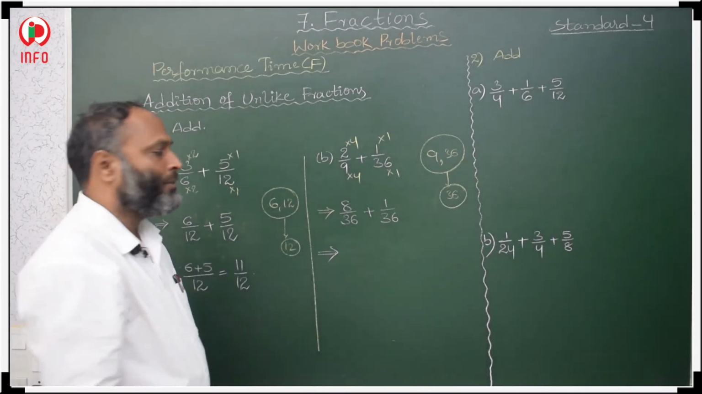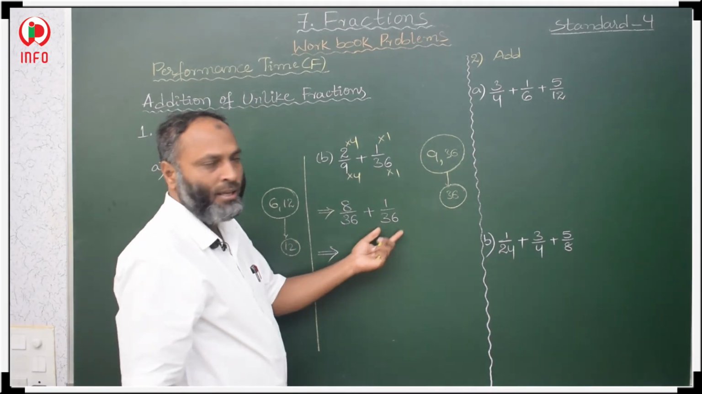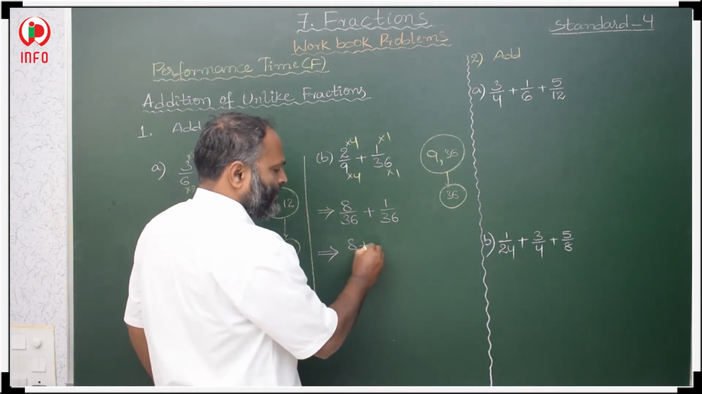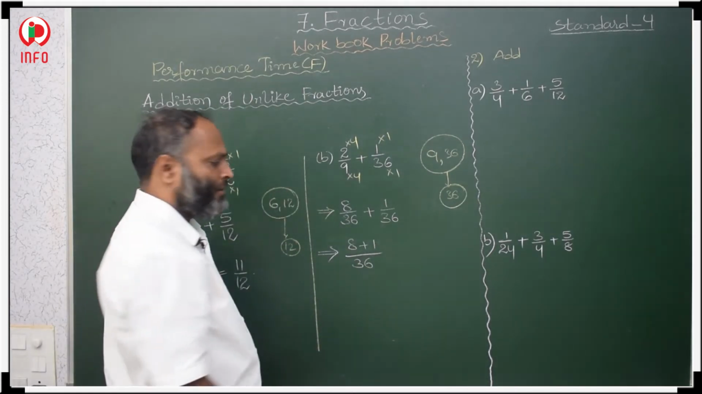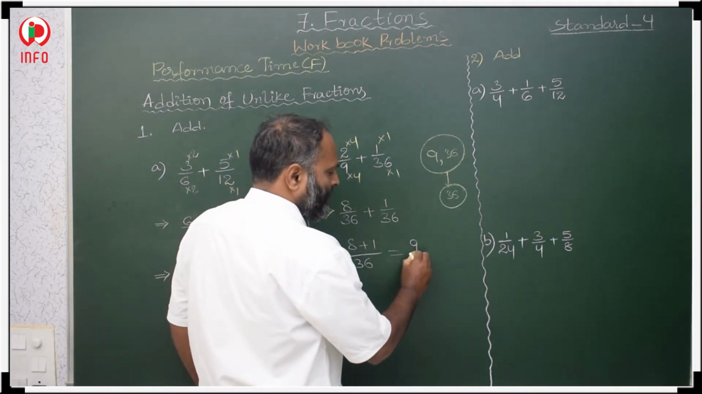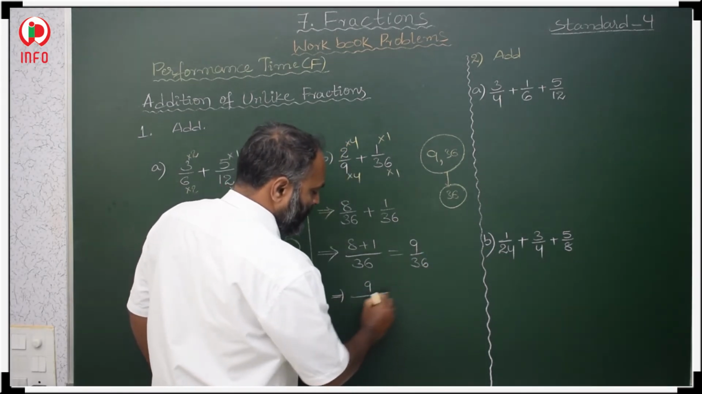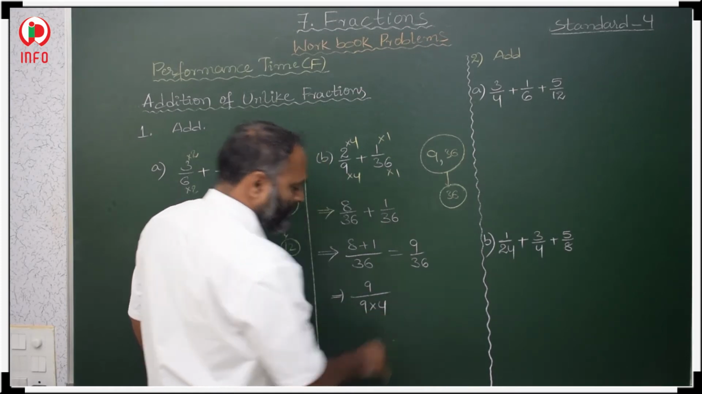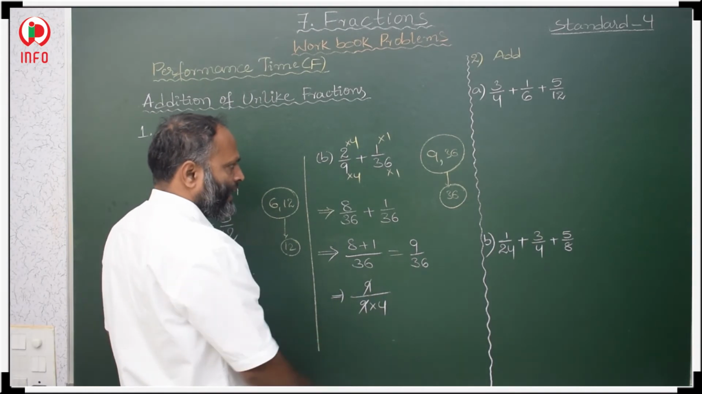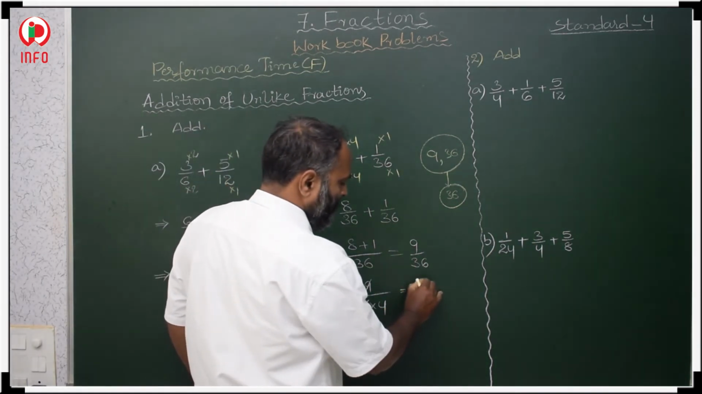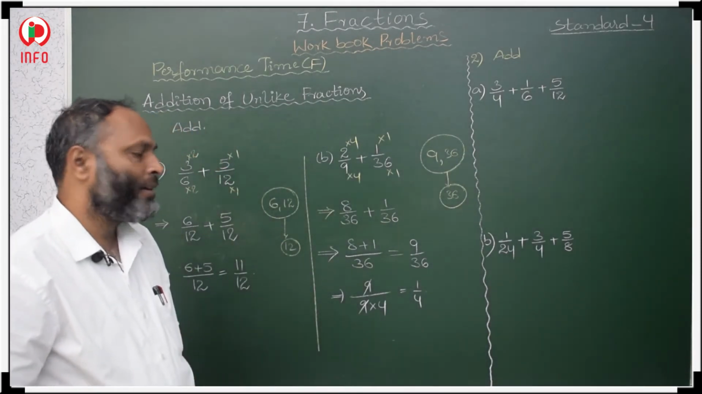After that, the sum of numerators. These two are like fractions, so the common denominator is 36. Then add the numerators over the common denominator. 8 plus 1 is 9, so 9 by 36. 9 4s are 36, so simplification is possible. Simplify it: 9 and 9 get cancelled, then 1 by 4. 1 by 4 is your answer.